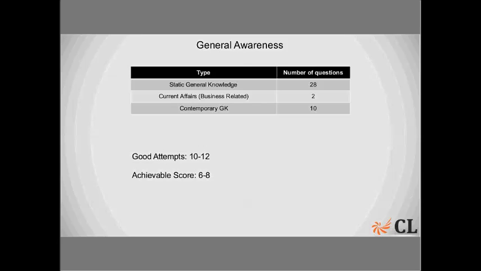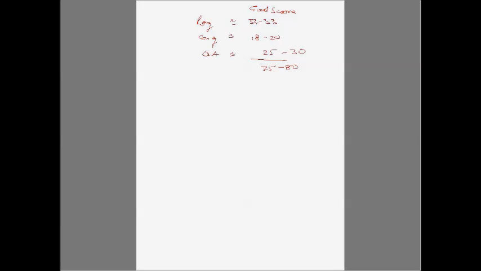But coming back, we saw the questions that were there. You can see very clearly that static questions dominated this section. Current affairs was very limited, and generally it does not happen so. Considering it's an MBA entrance examination, you do find more questions from current affairs and contemporary GK rather than static. This year that wasn't the case, and that has been the reason why the number of attempts would also fall by 4 to 5. So last year if somebody could have attempted 14 to 15, this year 10 to 12 with a score of 6 to 8 is actually quite decent.